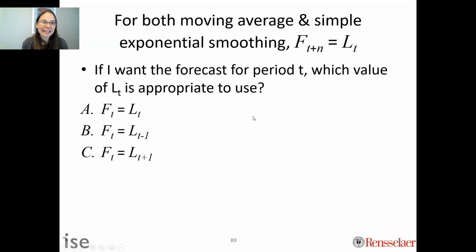The correct answer is B. B is the correct answer because this is basically algebra. I'm going to use n equals 1 here. If I substitute into this equation, I get F of t plus 1 is L of t. And if I need F of t, then that's L of t minus 1. This might seem really simple, but it is a key to your homework problem that asks you to write a for loop for the moving average, so you may want to review this as you do that part of your homework.